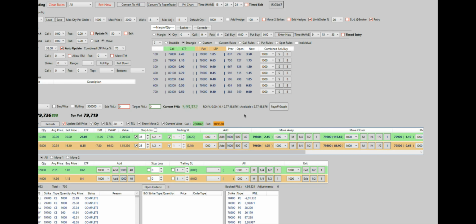Good evening, and the time is about 3 o'clock, I think, 3:05. So I'm in the final stage of Sensex Expiry today.